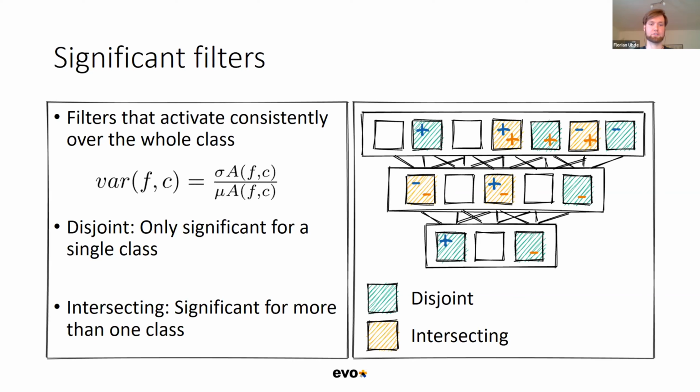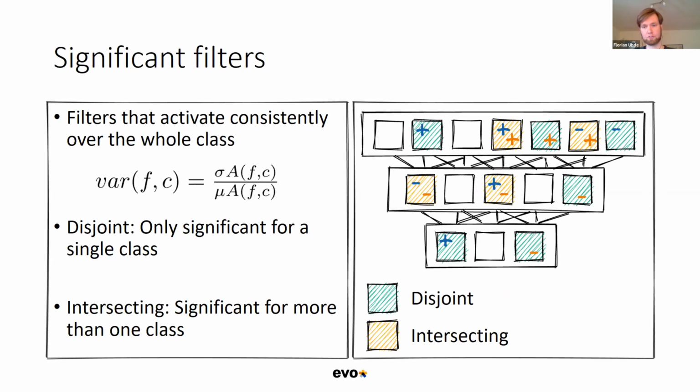And then we just have some kind of threshold, and every filter that is below this threshold in the variance can be considered significant. And we can do a further separation of those by saying, okay, we have disjoint filters, which are filters that only activate on one of our training classes. And we do have intersecting filters that activate on both of the classes with a significant consistency.